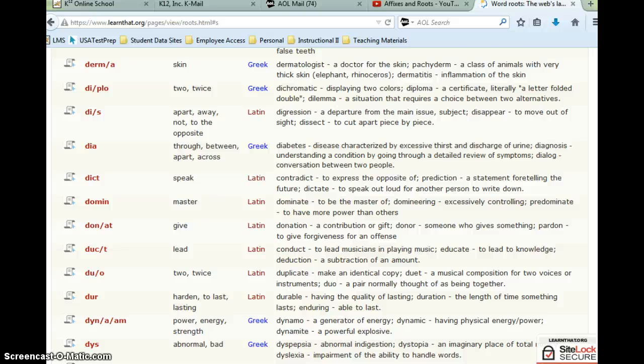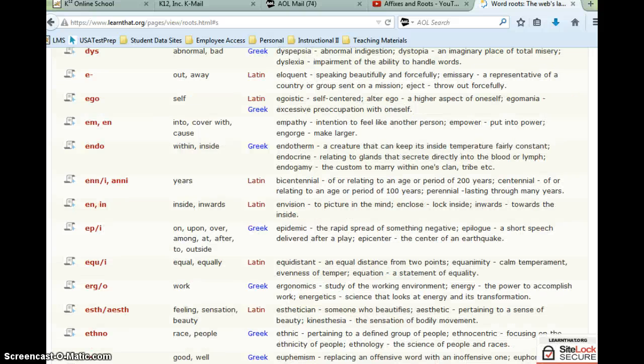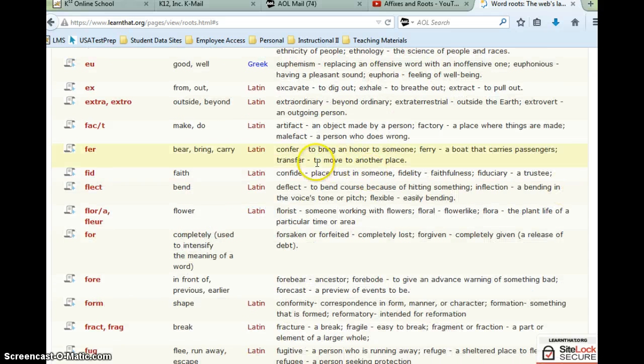So let's scroll down to another one that might be familiar to you. And we'll take a look now at the root word. Let's look at extra. Extra or extro. We've all used the word extraordinary. Well, extra or extro is Latin, and it means outside or beyond. So when you use extra or extro in a word like extraordinary, it means beyond ordinary, extraordinary, beyond ordinary. Extraterrestrial means outside the earth.